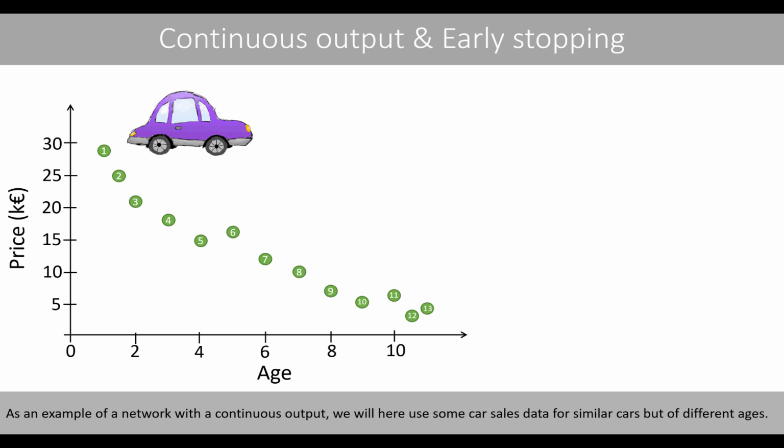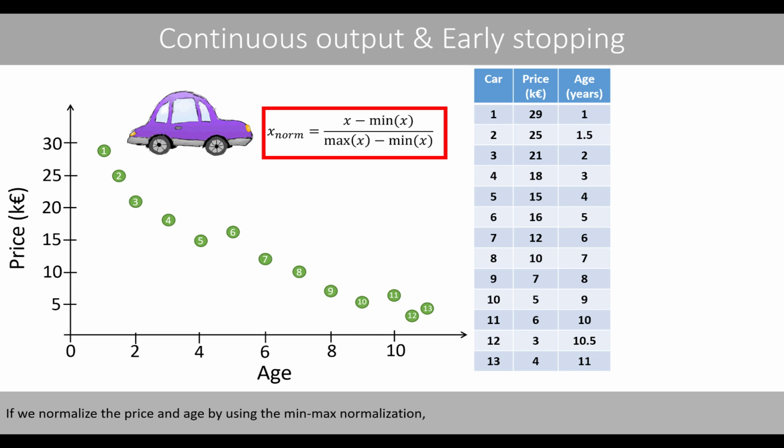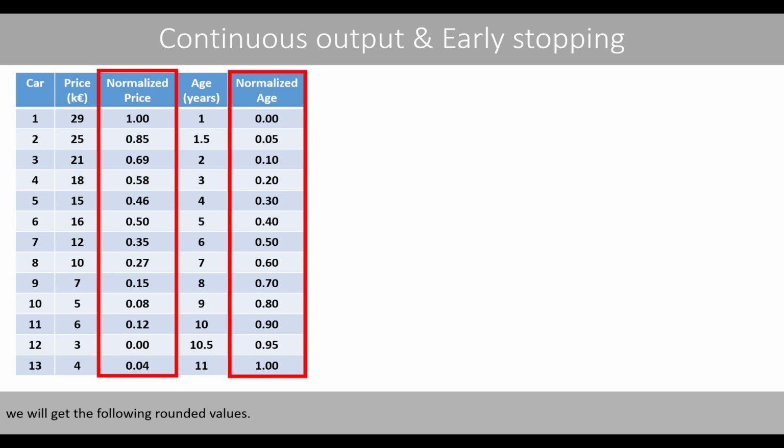As an example of a network with a continuous output, we'll here use some car sales data of similar cars but of different ages. These are the prices and ages of the 13 cars. If we normalize the price and age by using the min-max normalization, we'll get the following rounded values.